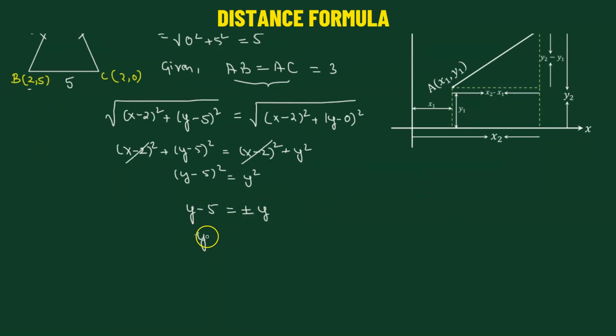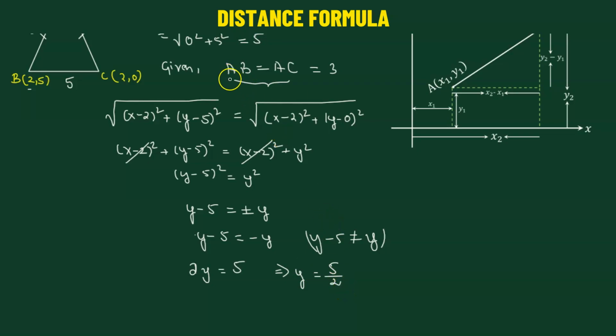Now we can only consider y minus 5 equals negative y, because y minus 5 cannot be equal to positive y, as that equation is not going to hold true. So that gives us 2y equals 5. Solving for y, we get 5 over 2. So now that we have the value of y, we need to find out the value of x.